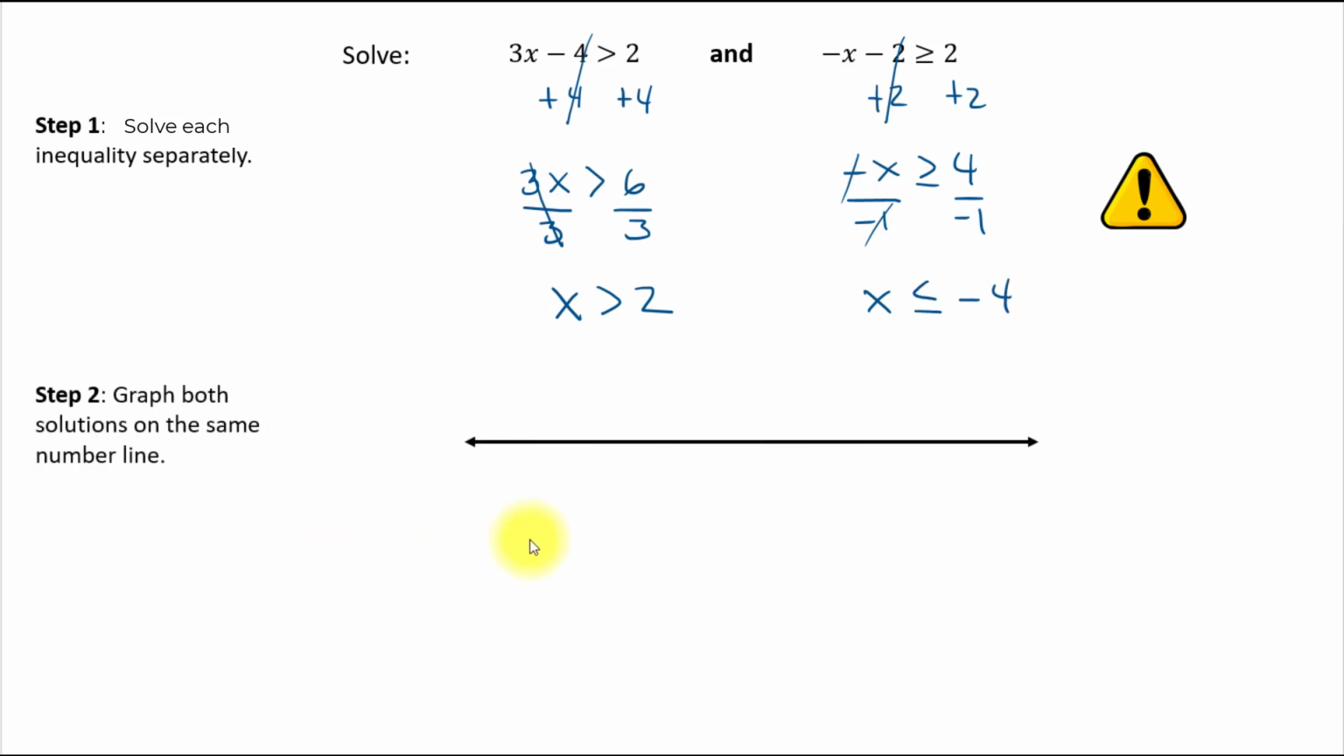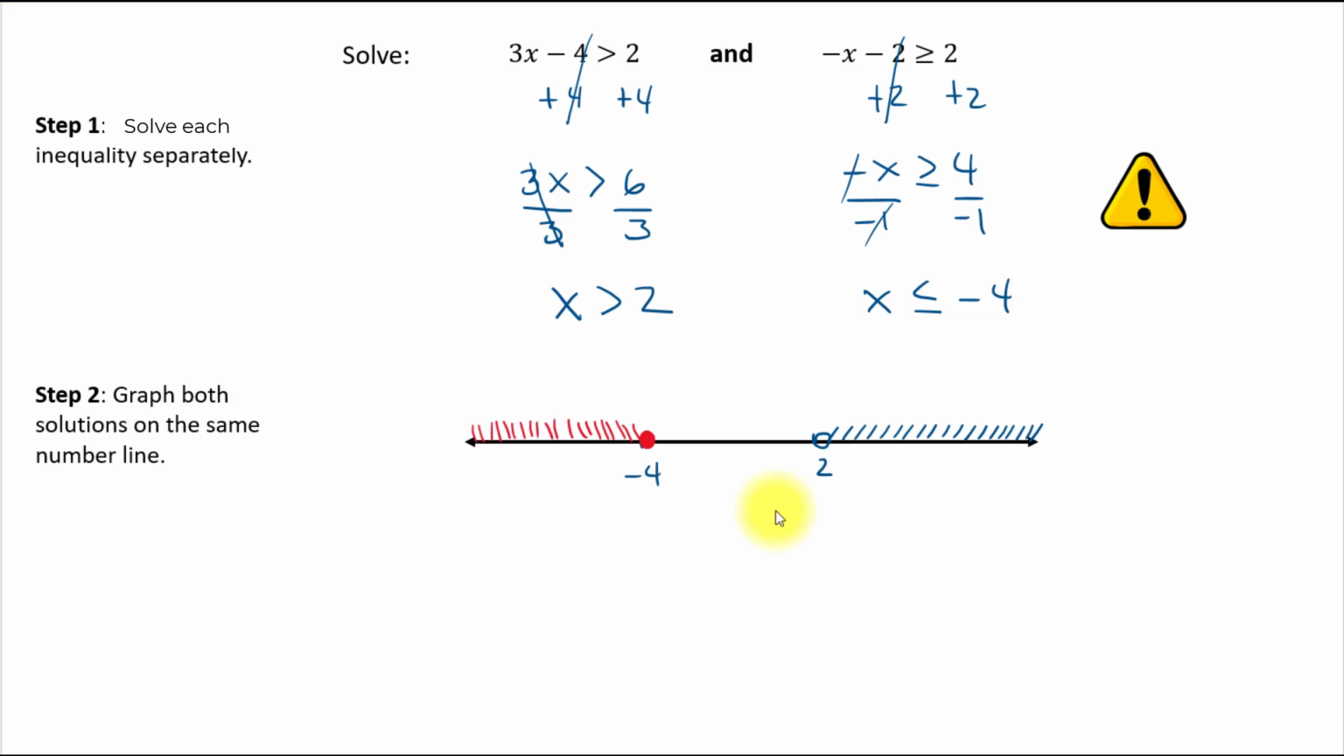I solved each inequality, so now I'm going to graph both solutions on the same number line. The first one is x is greater than 2. I place an open circle at 2 and highlight to the right. And the second one is x is less than or equal to -4. I place -4 on the number line with a closed circle. Values that are less than -4 are positioned to the left of -4.